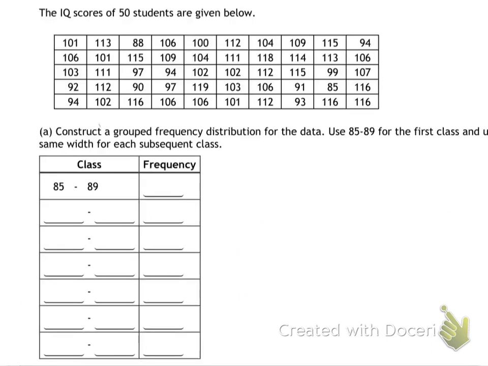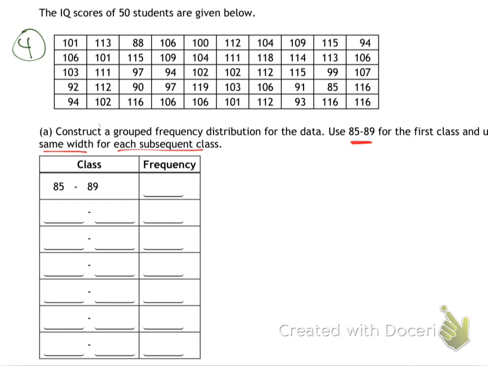Here we go. So here's question 4. I skipped 3. I'm going to come back to 3. They want me to take all that data and make a frequency chart out of it. I don't think we've done this, have we? So how does a frequency chart work? Well, they're saying use 85 to 89 for the first class, and then use the same width for all the other subsequent classes.